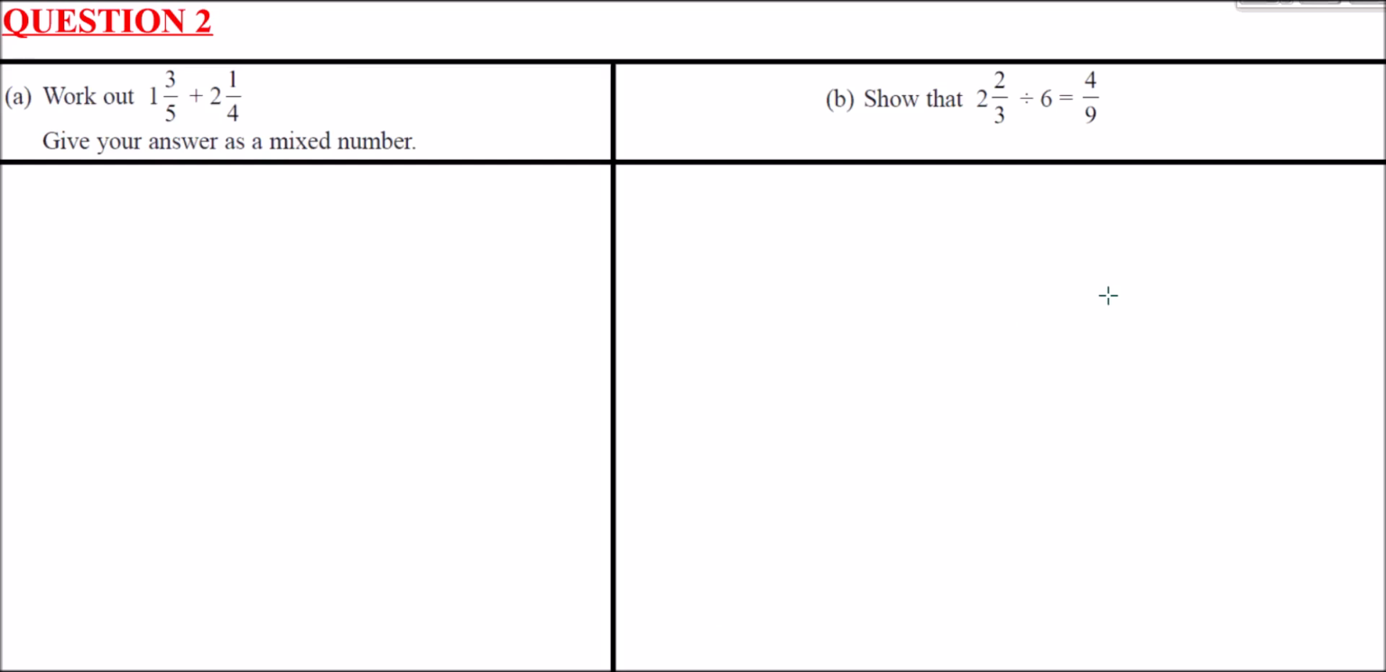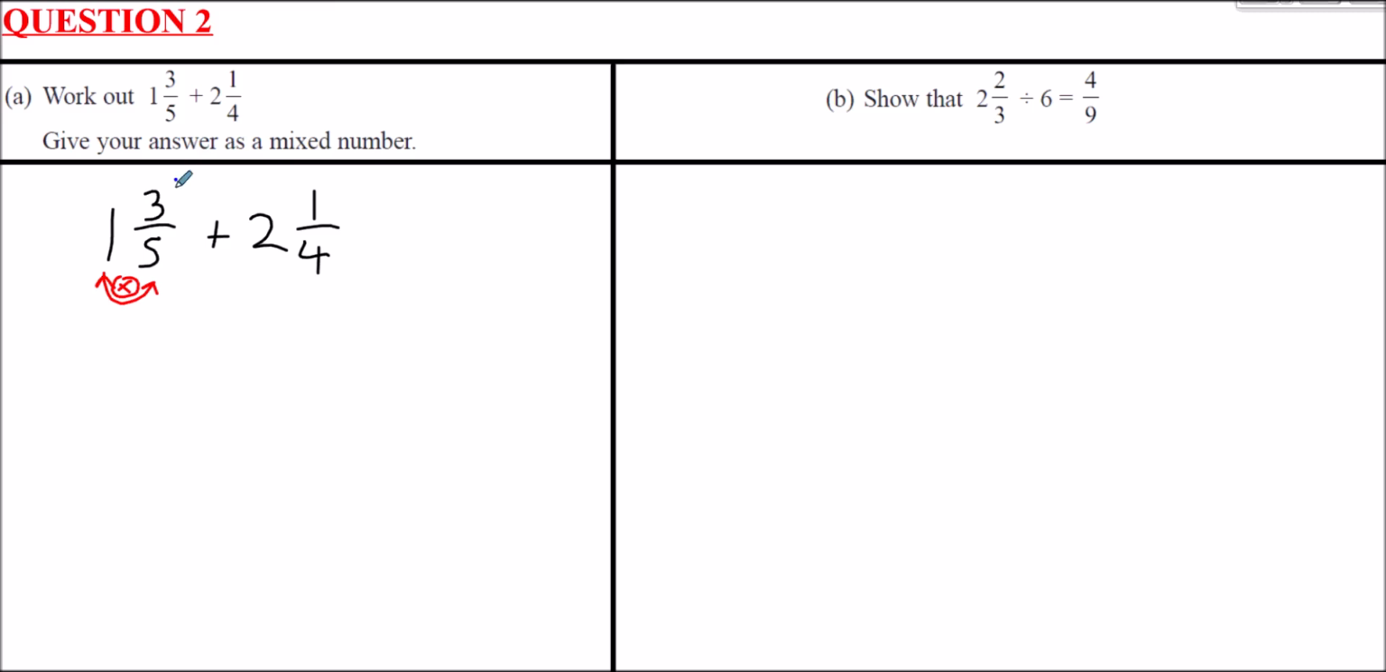Question 2, some fractions. We need to work out 1 3/5 plus 2 1/4, giving the answer as a mixed number. First of all, if we're adding 2 fractions together, I would always suggest we get rid of any mixed numbers and put them as top-heavy or improper fractions. And the way of doing this is we take the whole number, multiply by the denominator, or the bottom, and then we add on the top number.